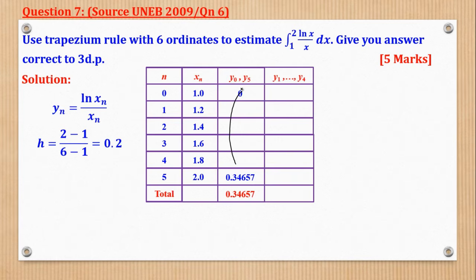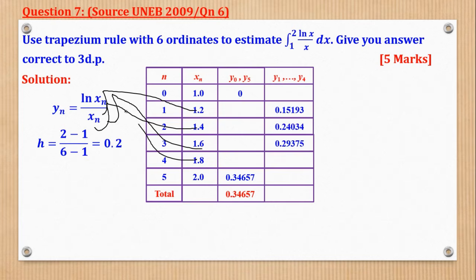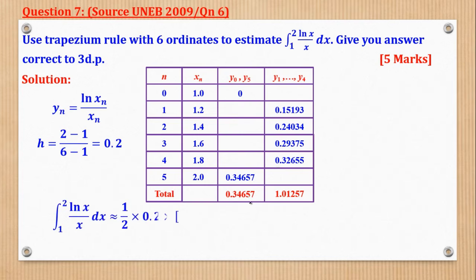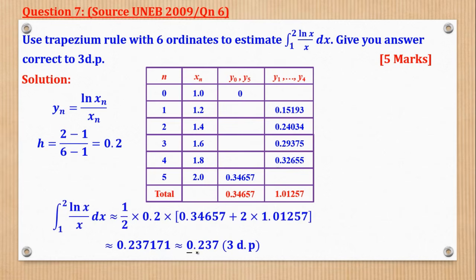The next is to generate values for the intermediate values of y. So get this, put it here and here to come up with that. Get this, put it here and here to come up with that. Get this, put it here and here to come up with that. Get this, put it here and here to come up with that. Then next add all these values to come up with that. All that we shall now substitute in our trapezium formula to come up with our answer as 0.237, correct to 3 decimal places.